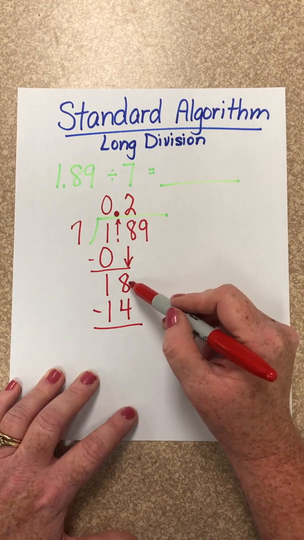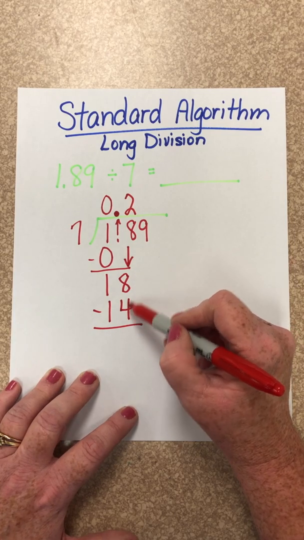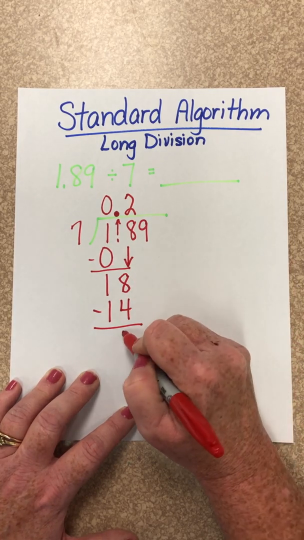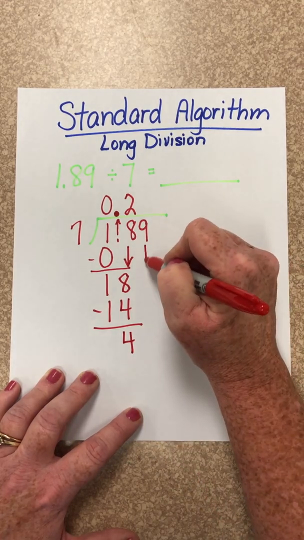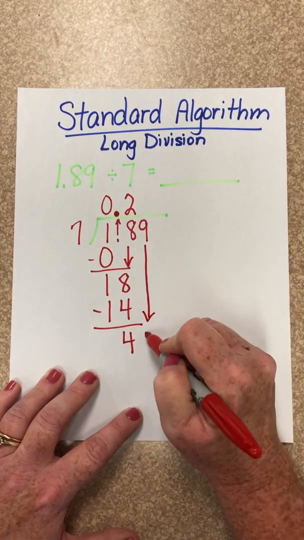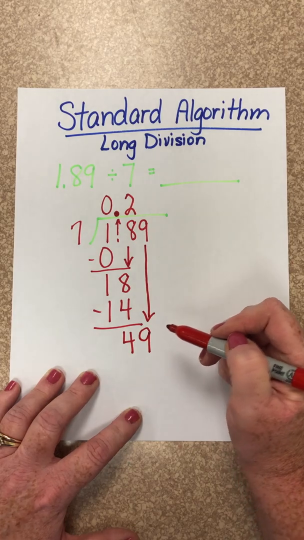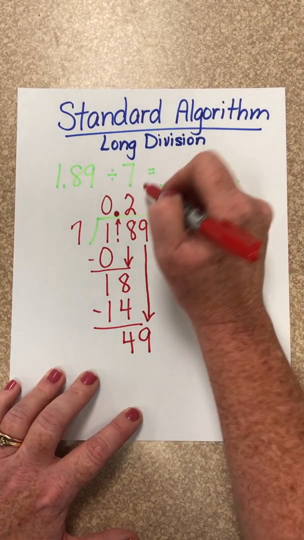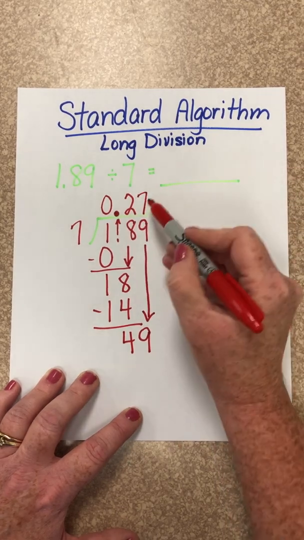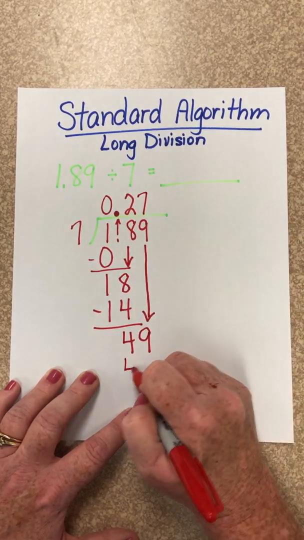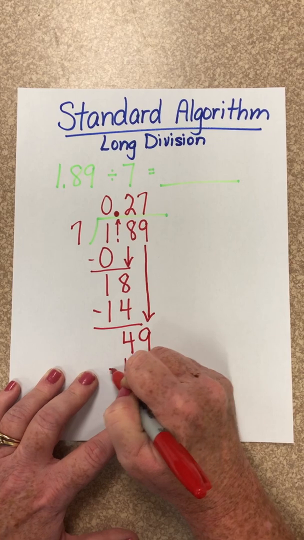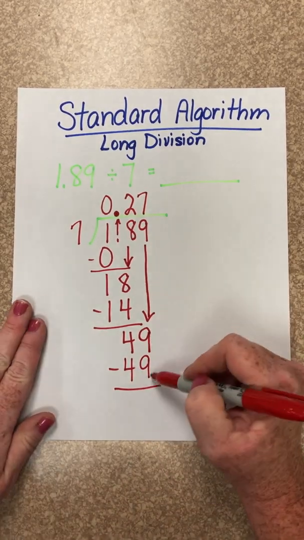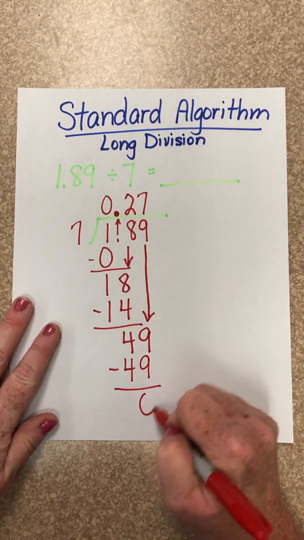Now let's subtract. 18 minus 14, or 8 minus 4 is 4. Now let's bring that next number down into place, and now we have 49. How many 7s can you get out of 49? Well, that's 7. 7 times 7 is 49. Let's subtract. 49 minus 49 is 0.